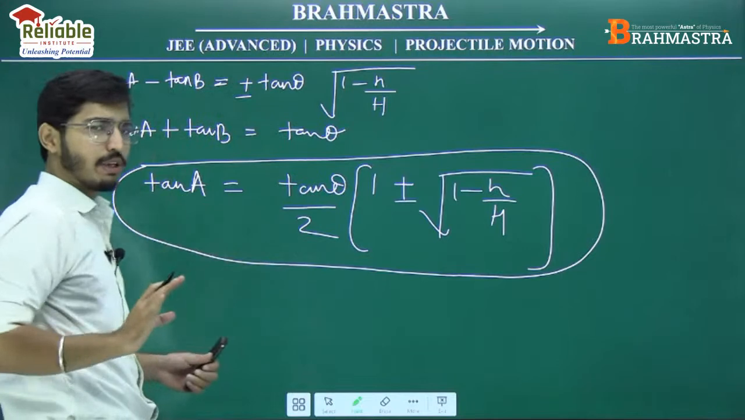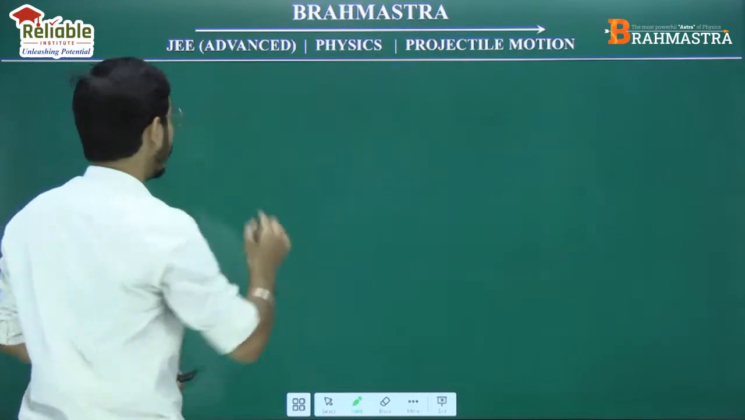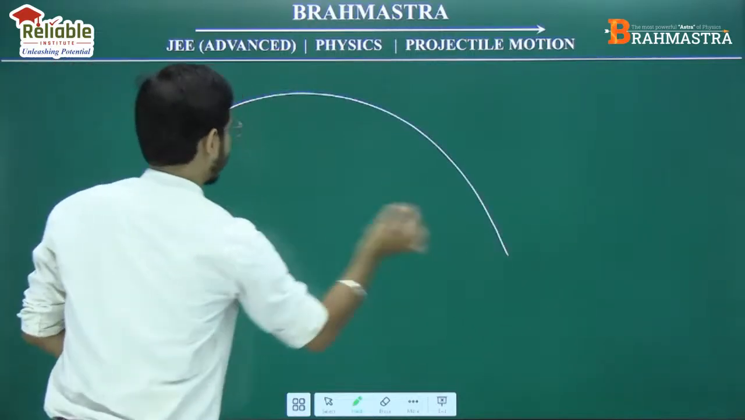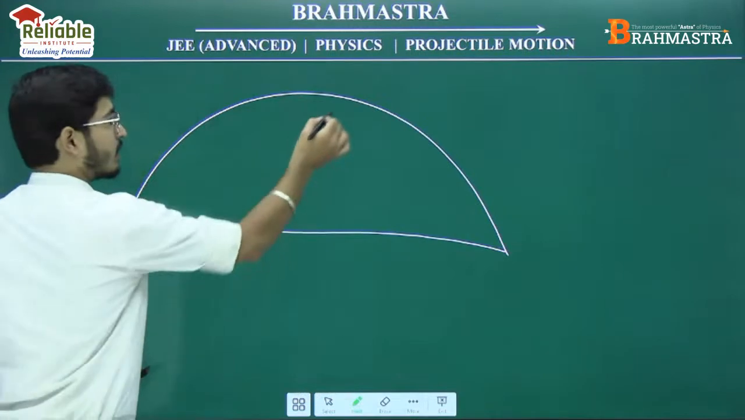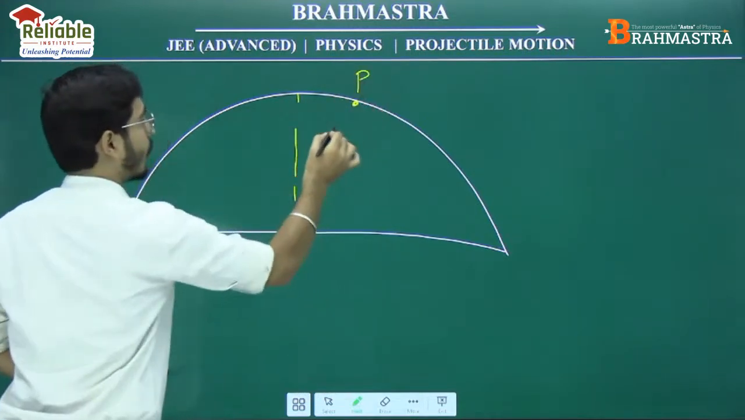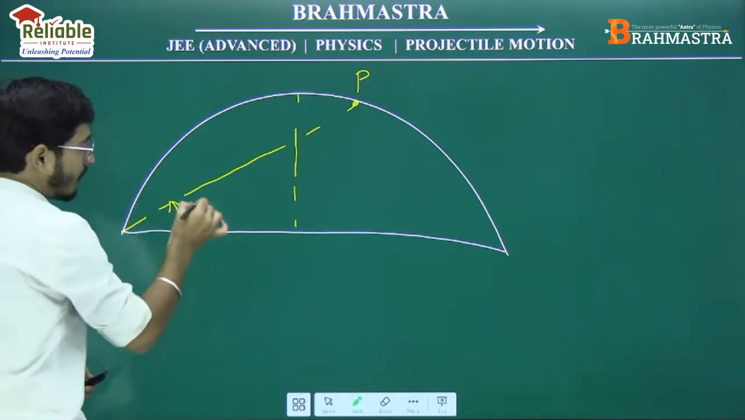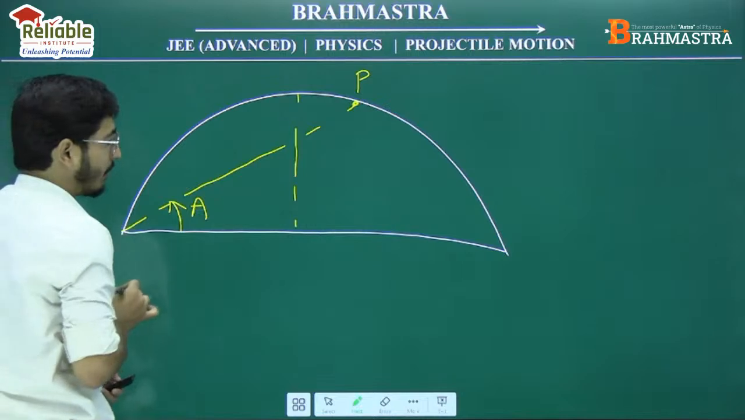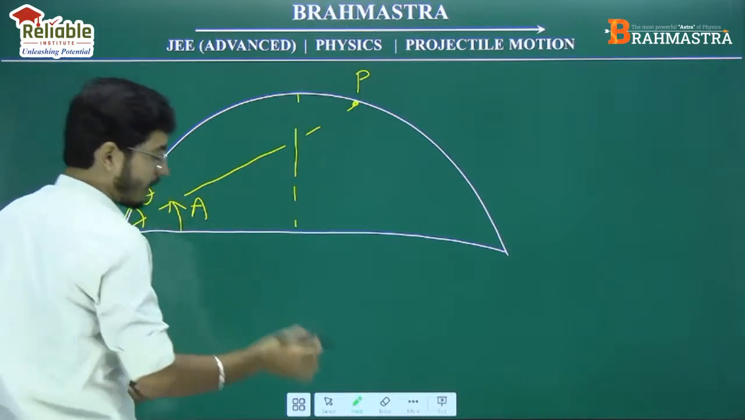Okay, we have got this expression, but we must also analyze this expression. So this is our projectile. Let's analyze what we have got. Suppose this is the point P and this is our maximum height. It's a point P. So this is the angle which we were actually calculating, A. Okay, and our projection angle is theta. Okay guys, fine.